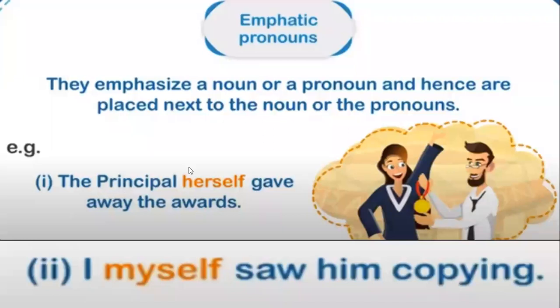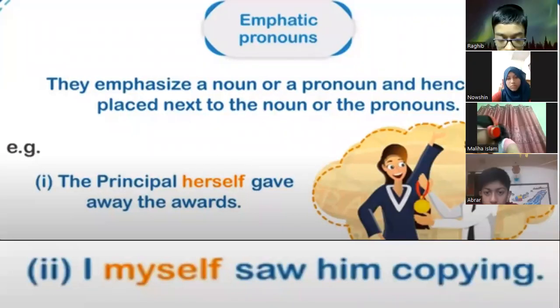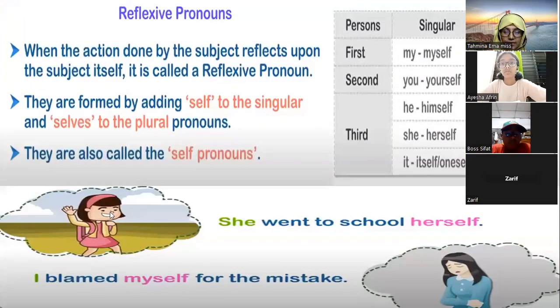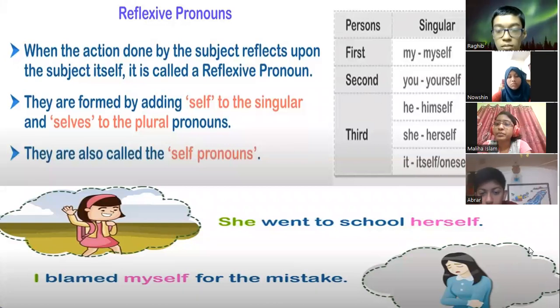Like the principal herself. See, it sits exactly after the noun. I myself, exactly after the noun. And when I go with reflexive, it comes after the verb. That means it's not placed immediately after the noun. Okay? So have you understood the difference between these two? Is it clear? Yes. Rakhi? Yes. Why are you looking like that? Have you got the point?